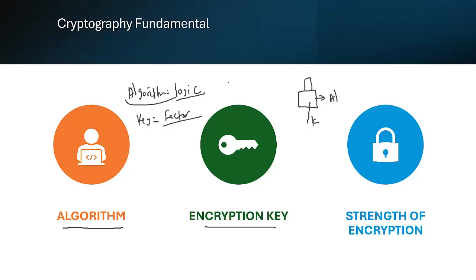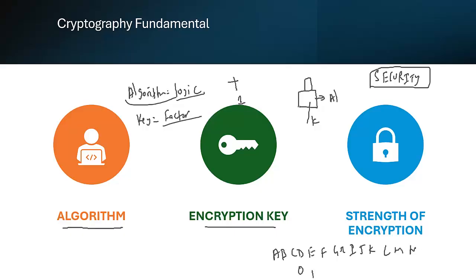So here I'm taking one example. Plus is the algorithm, one is the factor. So I have one plain text which is called security. Now I want to send this text in a secure manner. So I'm using a base language: A, B, C, D, E, F, G, H, I, J, K, L, M, N, O, P, Q, R, S, T, U, V, W, X, Y, Z.